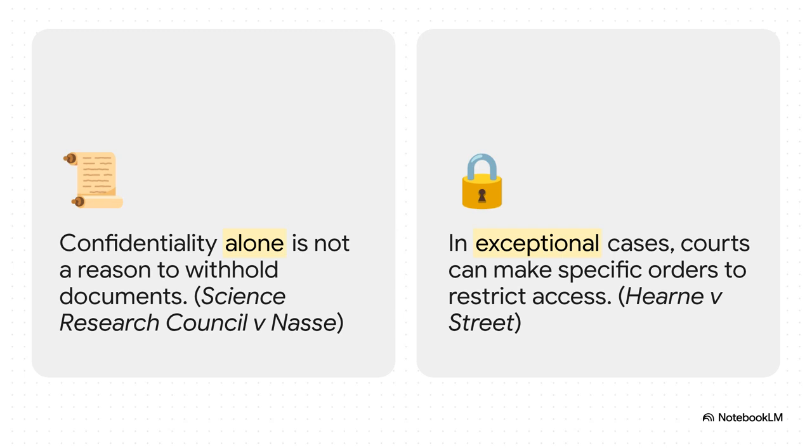Confidentiality alone is not a shield, but the implied undertaking, the rule that documents can only be used for that specific proceeding, that gives you a baseline of protection. And in some exceptional cases, as we see in Hearn v. Street, the court can go even further and make really specific protective orders.